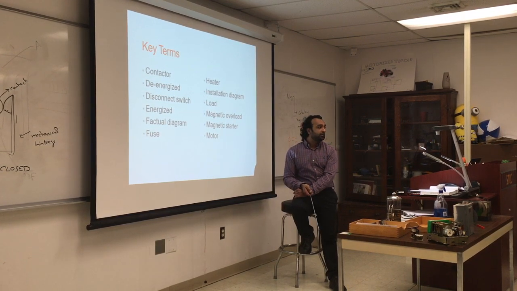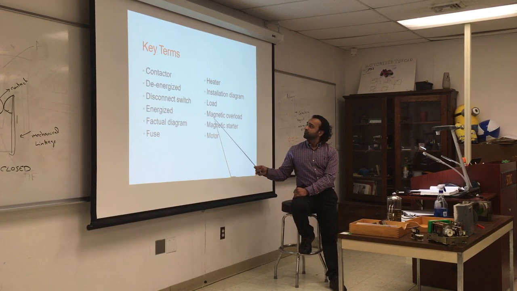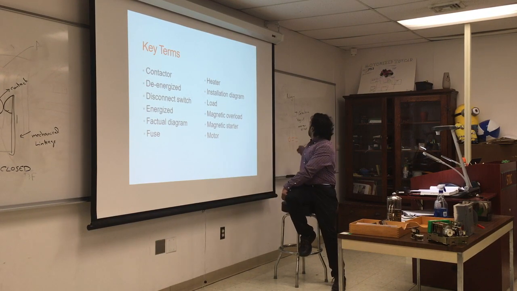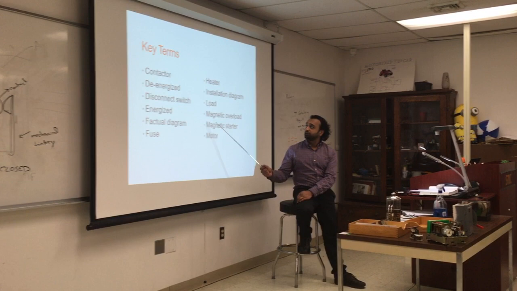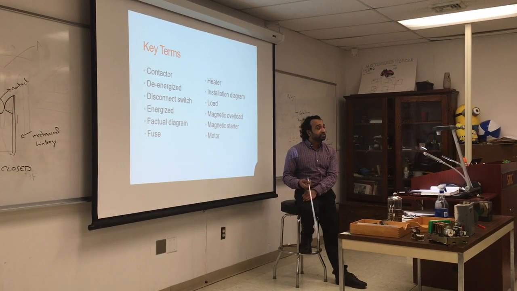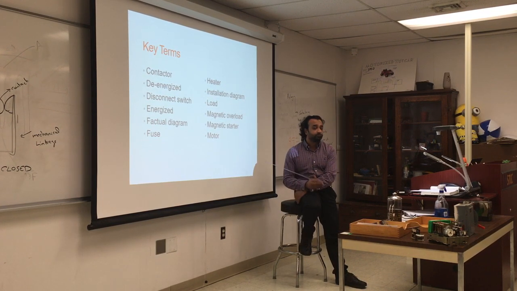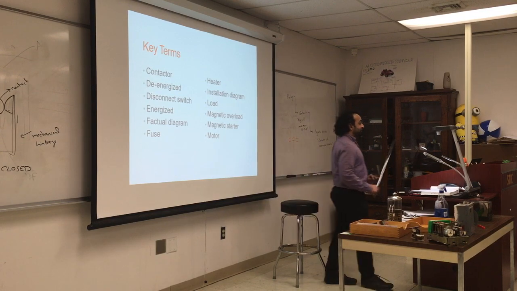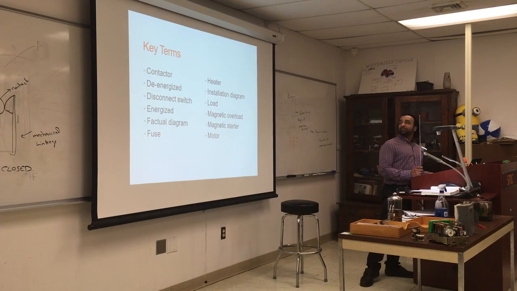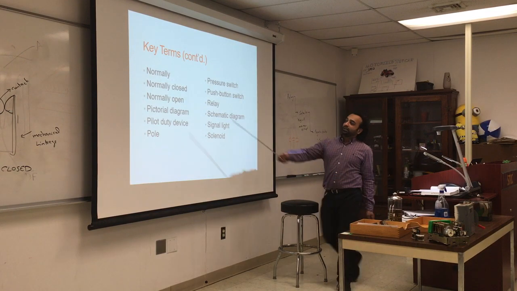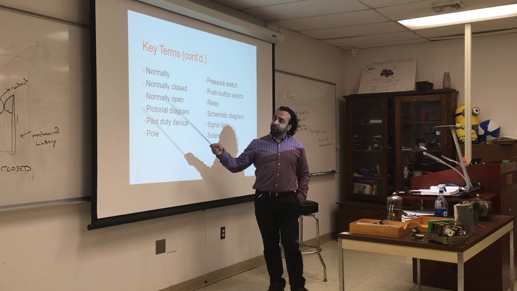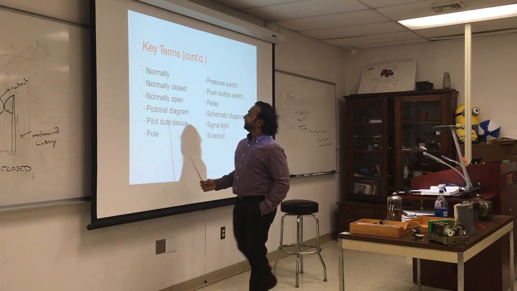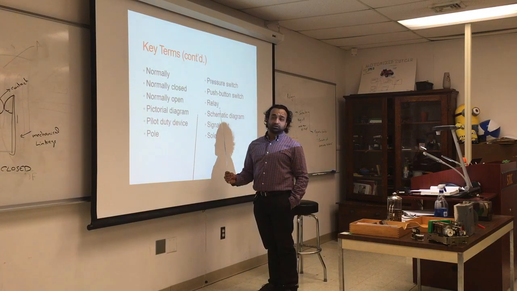Load: anything that consumes electricity. Magnetic overload: whenever you exceed the load, it will cut off the power. It's a contactor, which is also a relay, that will trip if we exceed the power rated on the magnetic side. Motor: it rotates. Small equipment that rotates and consumes power. Normally de-energized, normally closed: when it's de-energized, this relay is closed. Normally open: usually when it's de-energized, it is open.